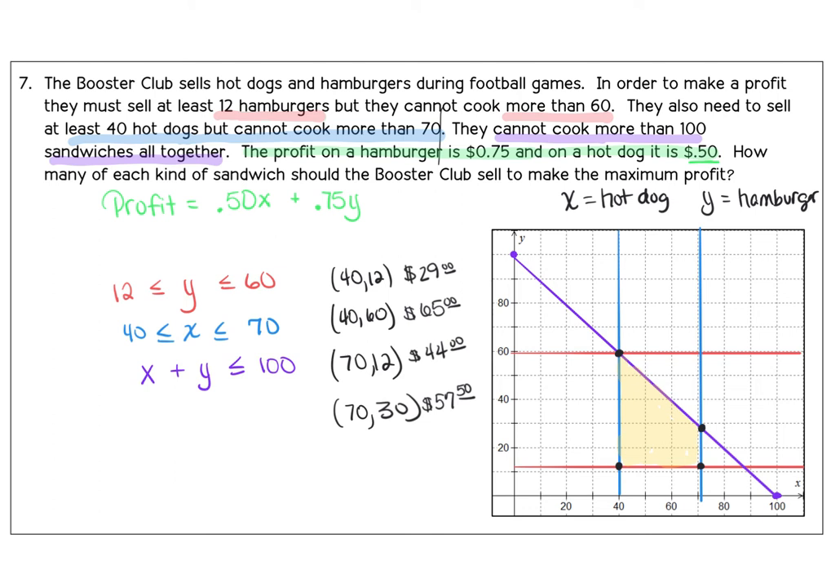All right, based on this, what is your most profit? Which of these gives you the most profit? 65. The $65. So here's how you're going to answer this question. You would say my maximum profit is $65 and it happens at 40 hot dogs and 60 hamburgers. All right. So you need to also be able to interpret it. What did you tell me? You make the most profit when you sell 40 hot dogs and 60 hamburgers, and that profit is $65. Okay?